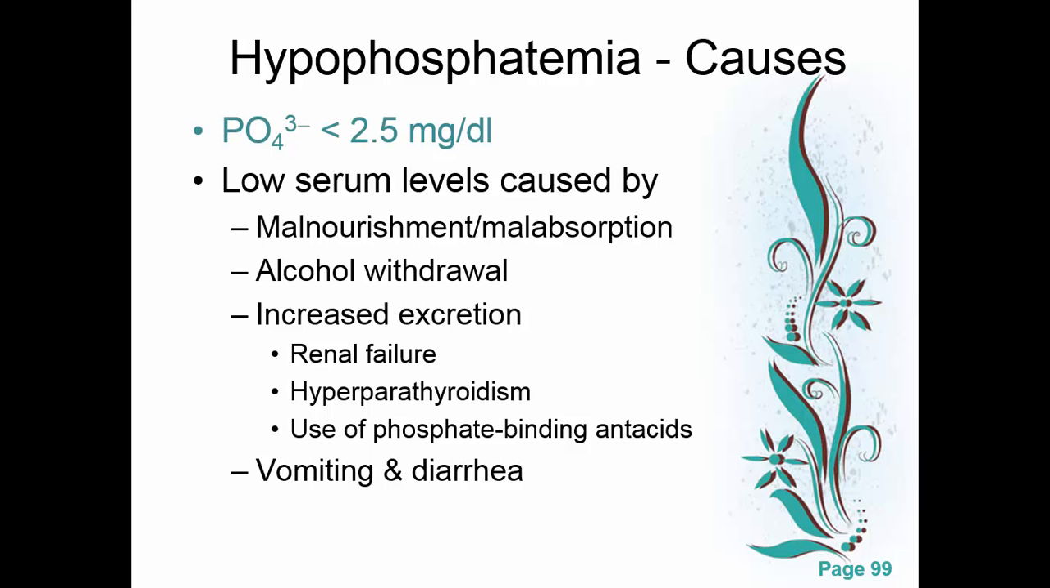So causes of hypophosphatemia are going to be malnourishment and malabsorption, alcohol withdrawal. Could be from increased excretion through renal failure, hyperparathyroidism, or use of phosphate binding antacids such as aluminum, magnesium, or calcium antacids. Could also be from vomiting and diarrhea.